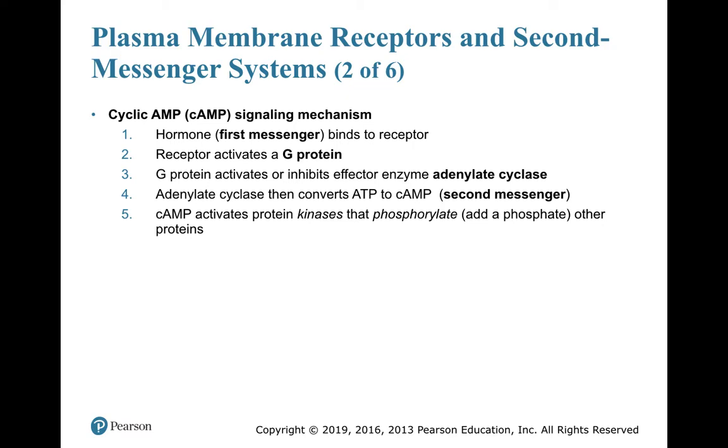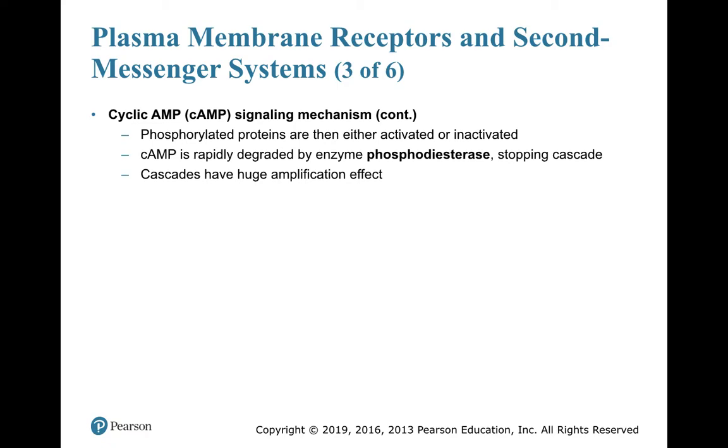Cyclic AMP works to activate kinases, and those kinases add a phosphate to other proteins, turning them on or turning them off. Those phosphorylated proteins, activated or inactivated, are going to cause that cell to do what it needs to do. To get rid of cyclic AMP, it's degraded by an enzyme called phosphodiesterase, which stops the cascade, stops that amplification, and that's really the secret to second messenger systems. One hormone is going to activate a lot of cyclic AMP in this case.